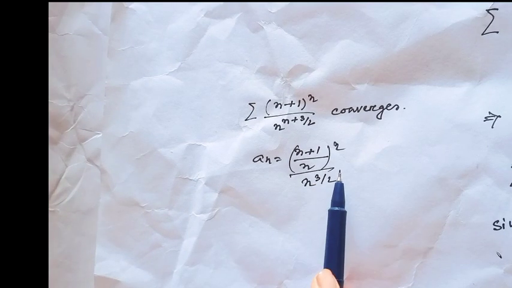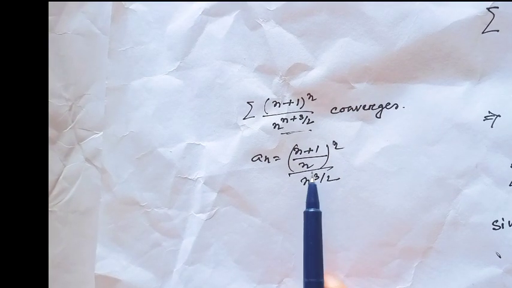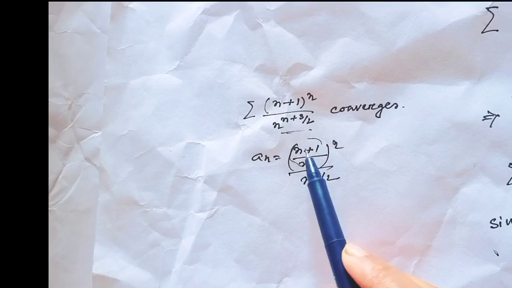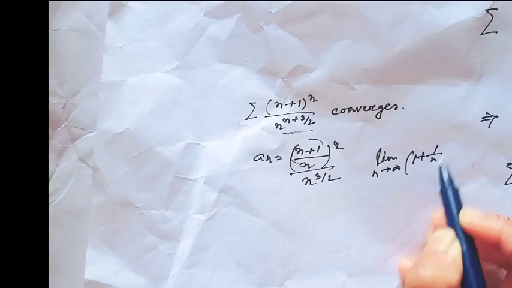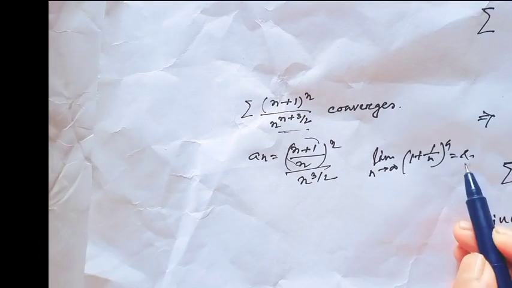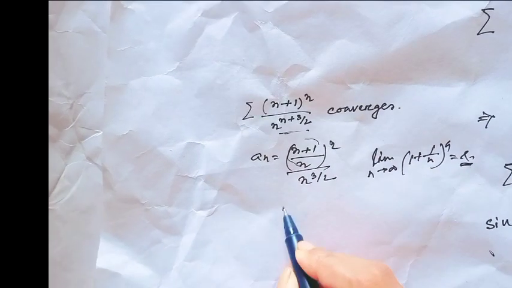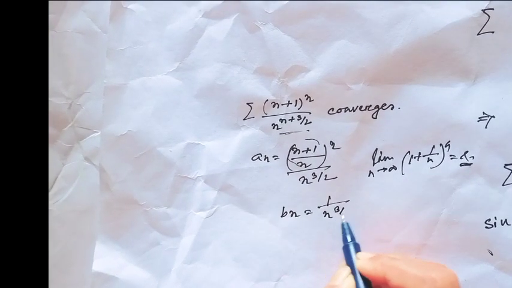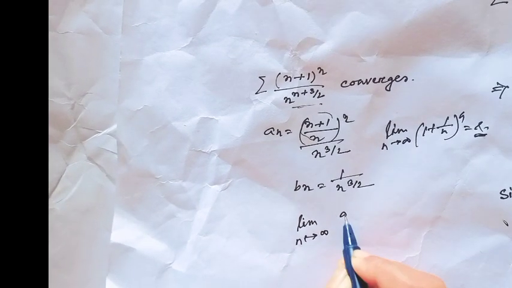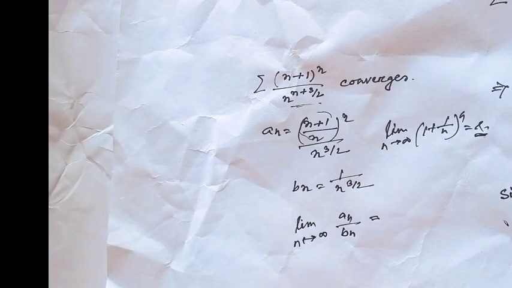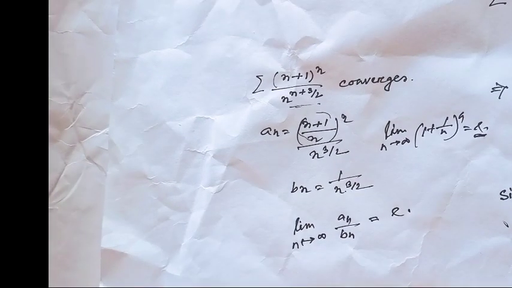For our next series, obviously this is an, and I rearrange an into this form because we all know the limit as n goes to infinity of (1 plus 1 over n) to the power n equals e, and this value is finite. So I have arranged this an in this form. Then consider bn equal to 1 over n to the power 3 over 2. Then the limit as n tends to infinity of an over bn would be, canceling this part, e, which is a finite number.